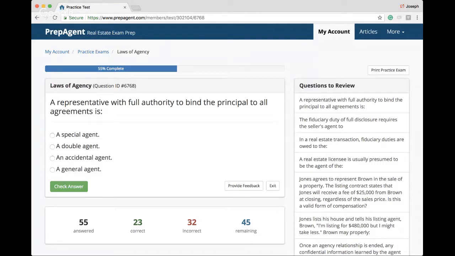A representative with full authority to bind the principal to all agreements is A, a special agent, B, a double agent, C, an accidental agent, or D, a general agent. Okay, and the answer here would be D. Nice job, Allison.